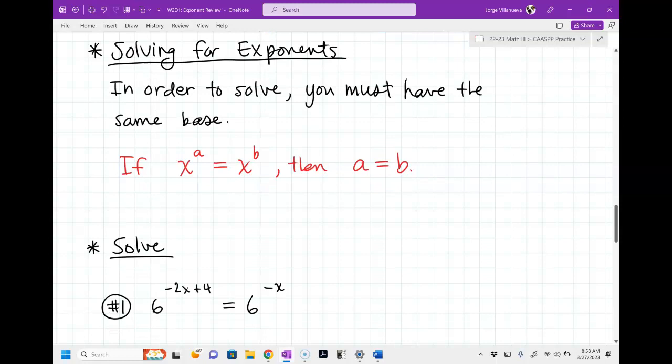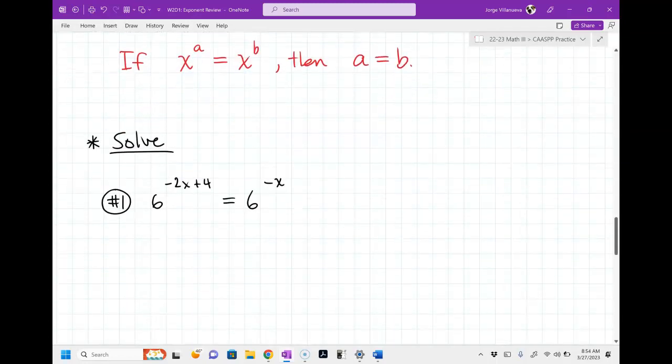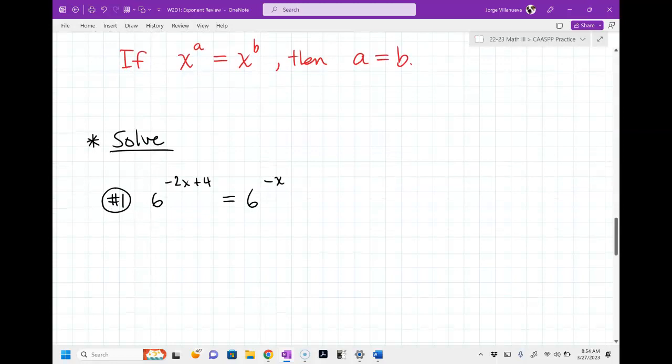Aside from that, they're going to make us solve for exponents. I put just the definition there that you're supposed to know. In order to solve, you must have the same base. So if you have x to the a equal to x to the b, then you can get their powers and set them equal to each other to solve. You have to make sure that their bases match. If the bases match, then you can set up an equation for the powers. If x to the a is equal to x to the b, then a must be equal to b.